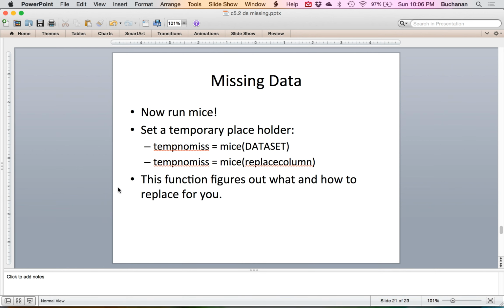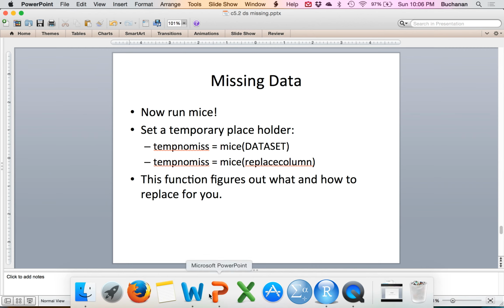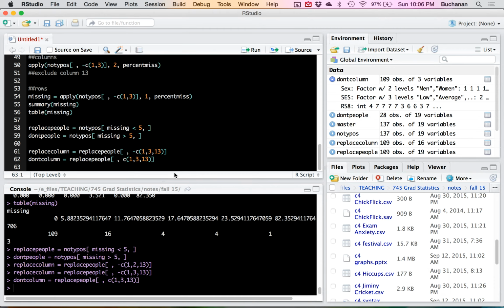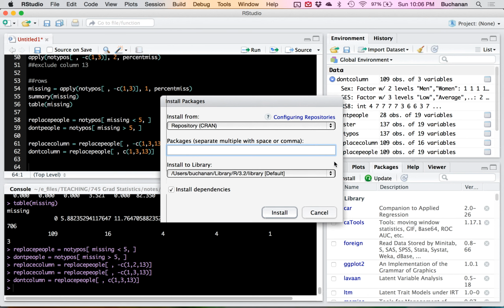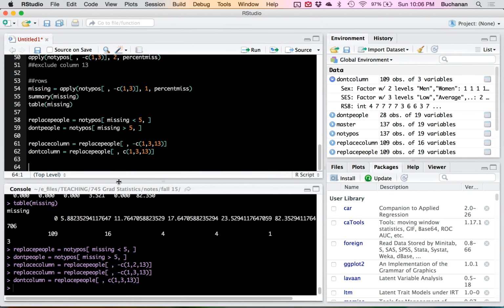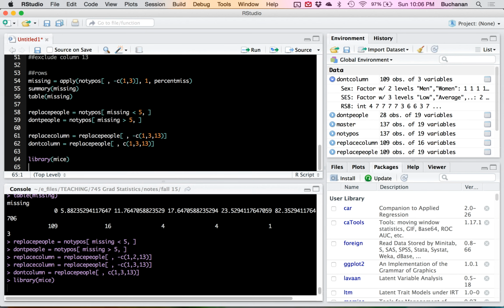So I'm going to create myself a temporary placeholder data set. So the first thing you want to do is install the mice package if you haven't. And so you can click over here on packages, click install, type in mice, it will find it, or install.packages. But let's definitely load the mice library. This next piece won't run.